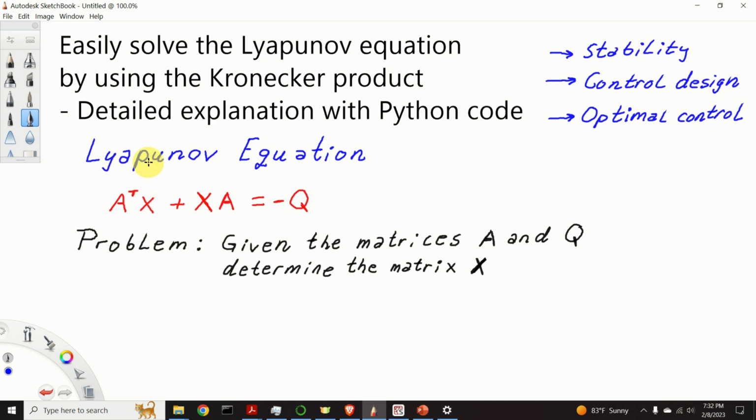Of course, since we live in the 21st century, people have written a number of functions for solving the Lyapunov equation. For example, in MATLAB we can use the function Lyap to solve this equation. Similar functions are written for Python or C and C++.